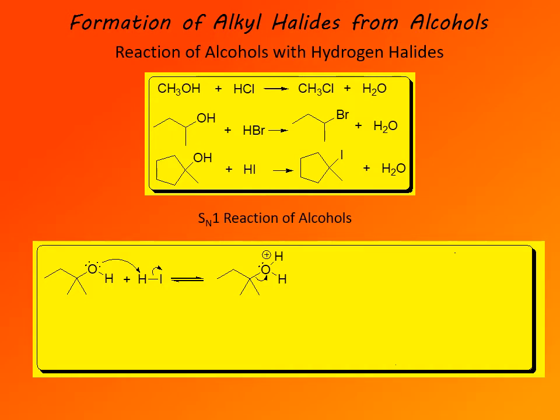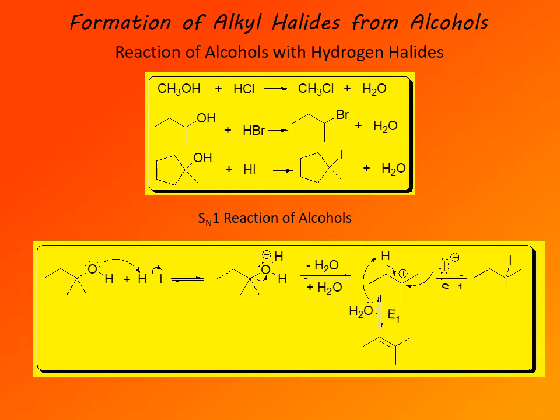Now that we have a good leaving group, under SN1 reaction conditions, a molecule of water leaves, all those are equilibrium reactions, and the intermediate carbocation is formed. Now this intermediate carbocation can react with a nucleophile, and then the product is the corresponding alkyl halide. In this case, the product would be 2-iodo-2-methylbutane.